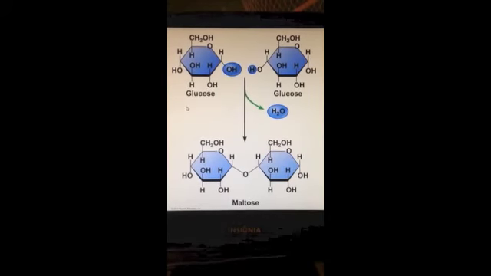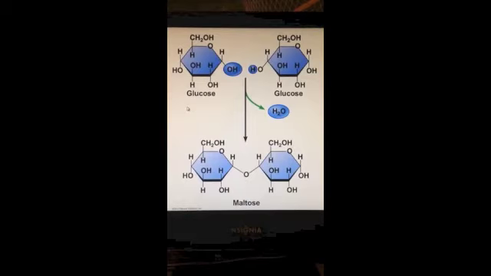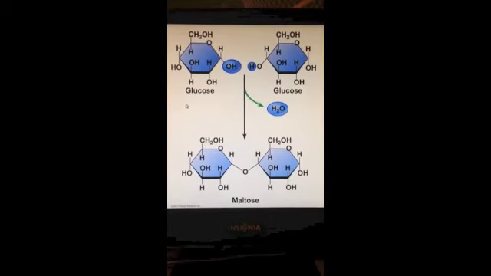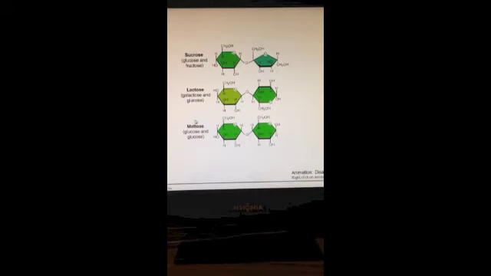Some common uses of maltose: it can be used in germinating seeds. It's used in making beer, malted milkshakes, and malted milk candy. This slide shows two other types of disaccharides. The first one on the top is sucrose, which is made from glucose and fructose. The second one is lactose, which is made from the two monomers galactose and glucose.